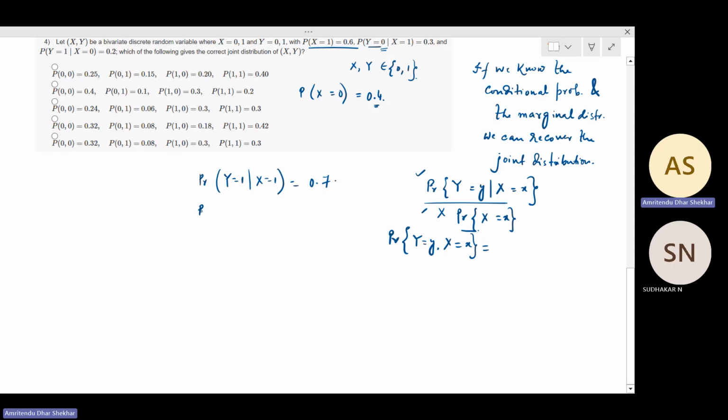Similarly, we are given the probability of Y equals 1 given X equals 0. We can similarly obtain the probability of Y equals 0 given X equals 0. So once we have done that, we have obtained the conditional probability, and we have also obtained the marginal, and that allows us to compute the joint distribution of X and Y.